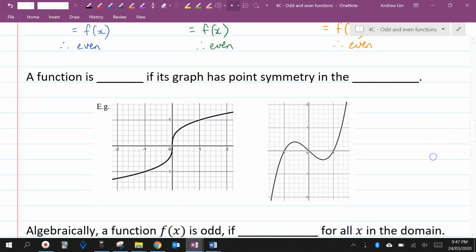However, a function is odd if its graph has point symmetry in the origin. So here is the origin. If we can rotate this graph 180 degrees and it looks exactly the same, then the function is odd. So here's our origin. If we were to rotate this graph 180 degrees, this bit here will look like this, and this bit here will look like this, which means it will look exactly the same. And therefore, this function is odd.